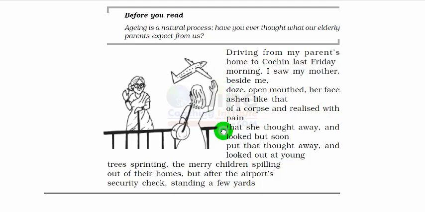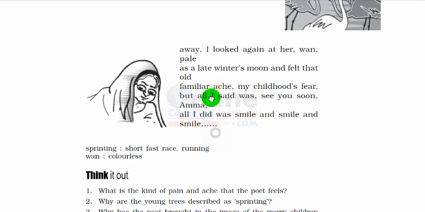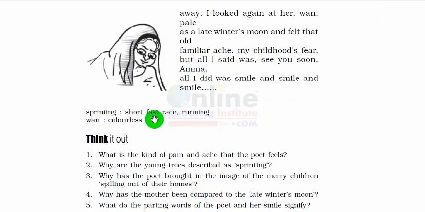Okay. Well, students, while my lecture was there, there were certain terms which might be very difficult for you. So let me tell you, there are certain words written here. Sprinting means short fast race running. Wan means colorless. There are some more terms which might be helpful to you, but you must go through your dictionary also to find out some minor terms that you don't know. If you have a notebook, note down certain words that I am dictating right now.